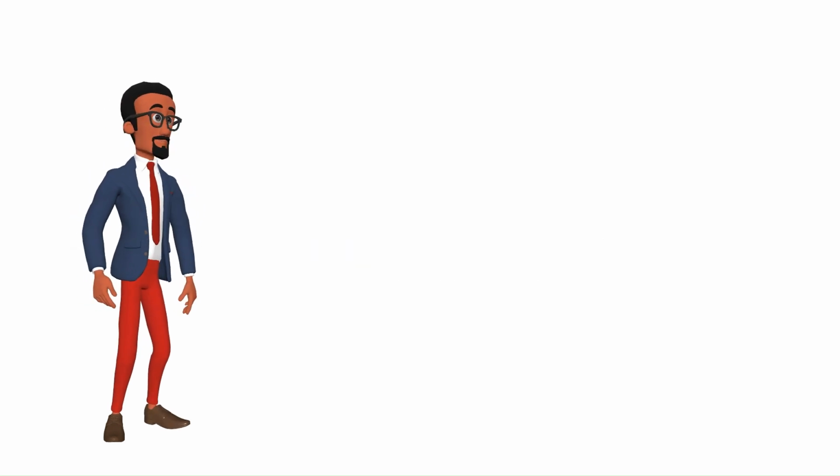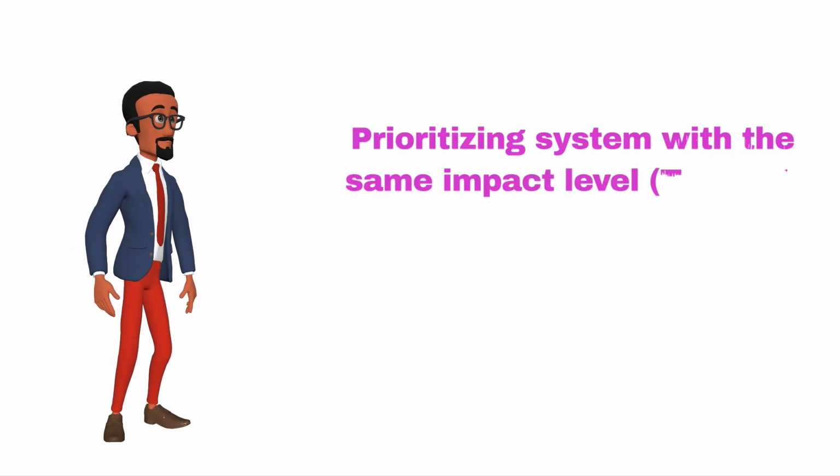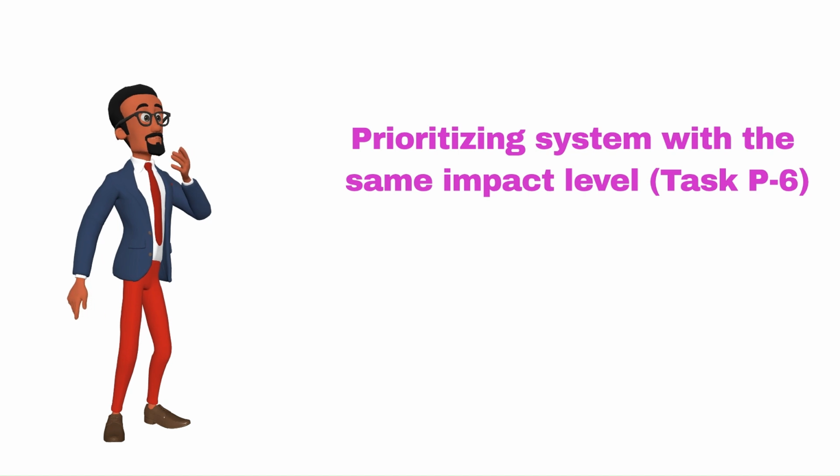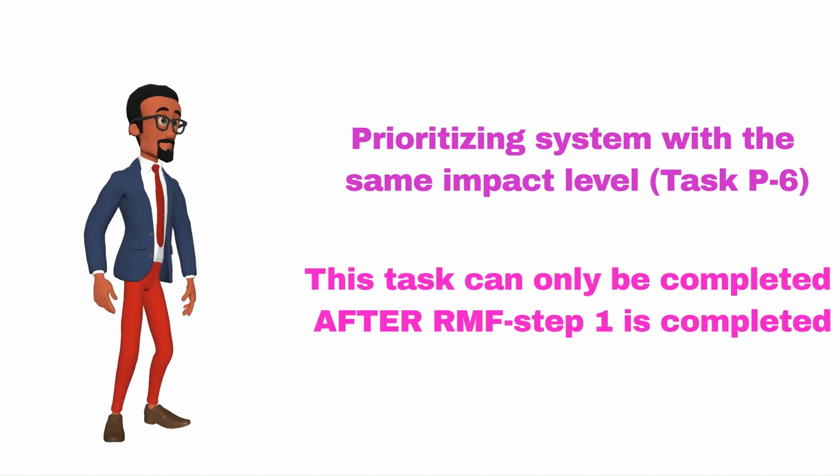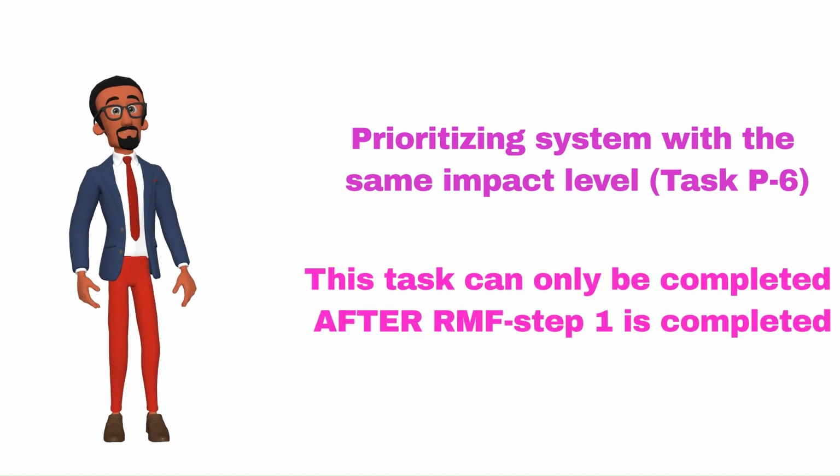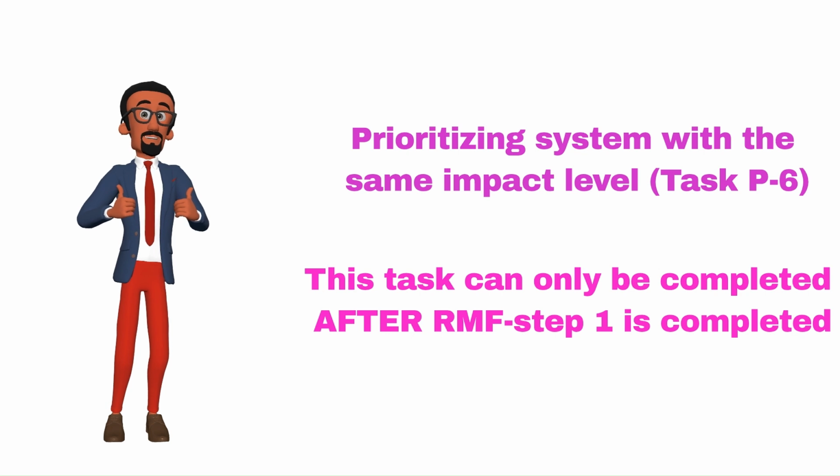The other task, Task P6, prioritizing systems with the same impact level. This task can only be completed after RMF Step 1 is completed. If you recall, RMF Step 1 is security categorization. I will break this down after we go over RMF Step 1.